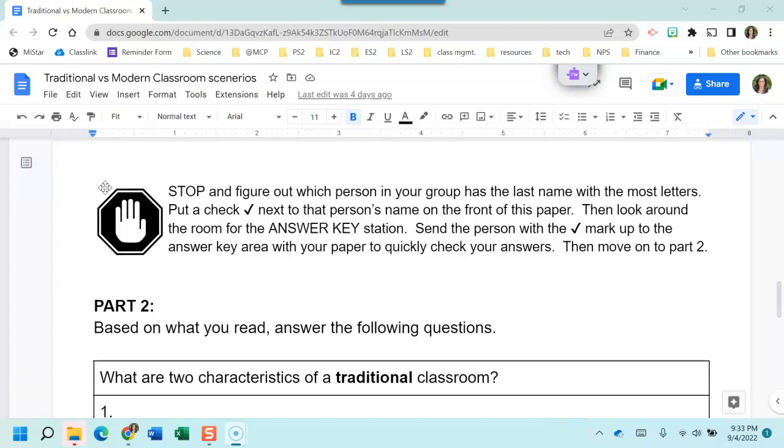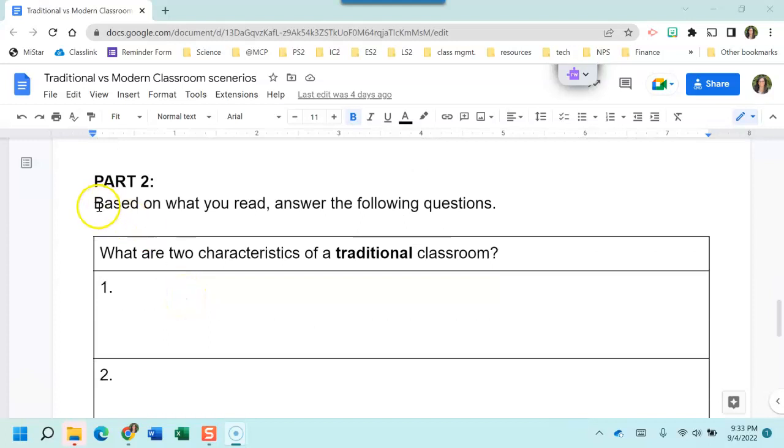Now stop and figure out which person in your group has the last name with the most letters. Put a check next to that person's name on the front of the paper. Then look around the room for the answer key. Send the person with the check mark up to the answer key station with your paper to quickly check your answers. Then move on to part 2.